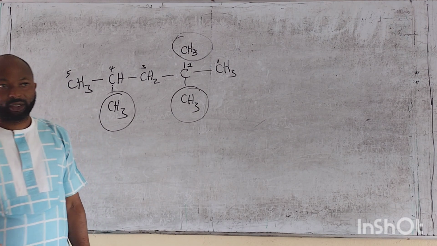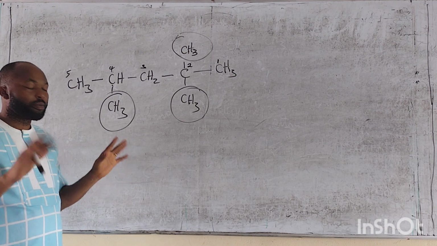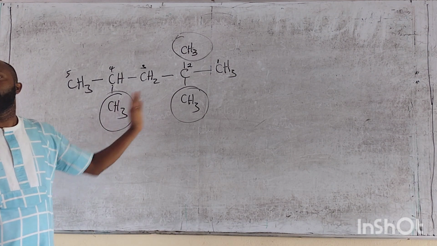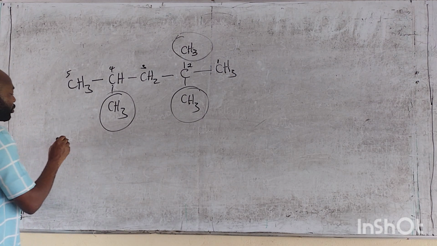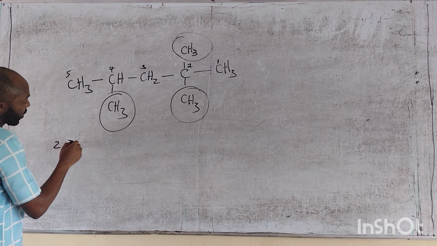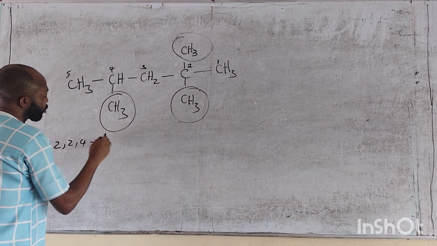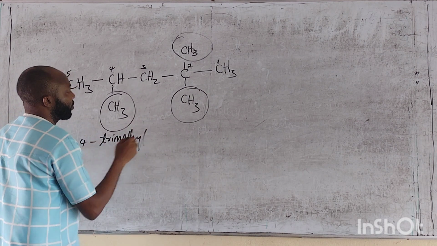Do we understand that? Yes. 2, 2, 4 trimethyl pentane. By so doing, we have that all named out. So this is 2, 2, 4 trimethyl pentane.